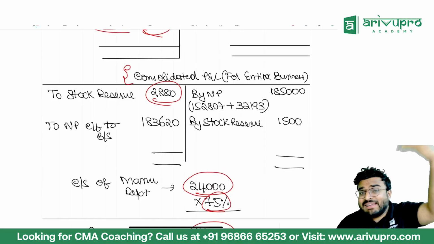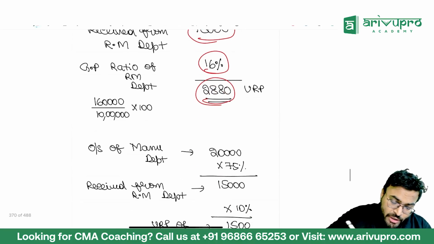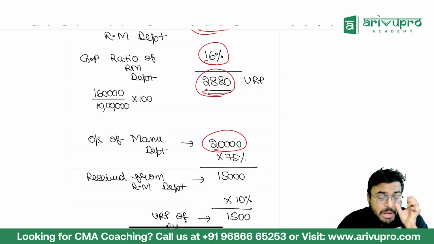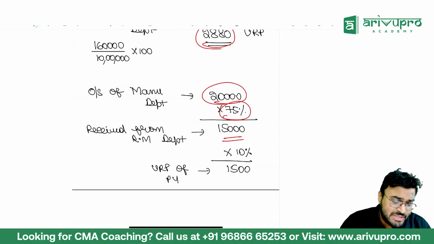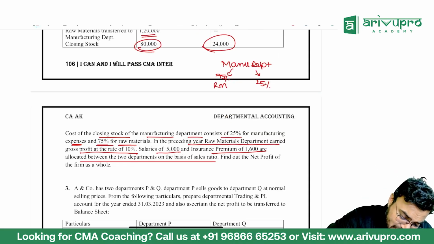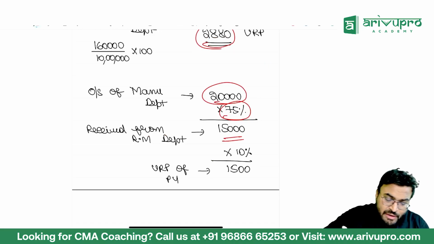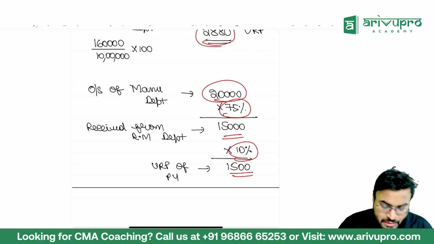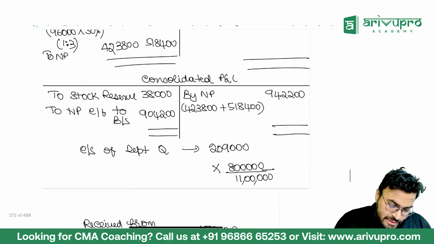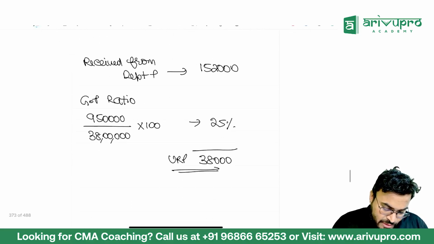Same way, last year also we have transferred, no? Opening stock is 20,000. In that, 75% came from the raw material department. That means 15,000. But last year's profit is not 16%. Last year's profit, they said it is a 10% gross profit rate. So into 10% you will get 1,500. Is this clear? Yes. This should be it for that particular question. Let's proceed further and see if we have more over here.